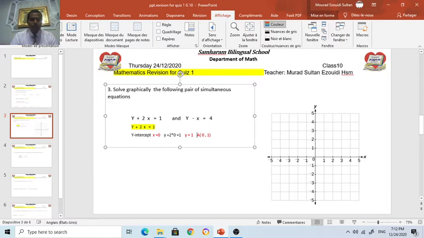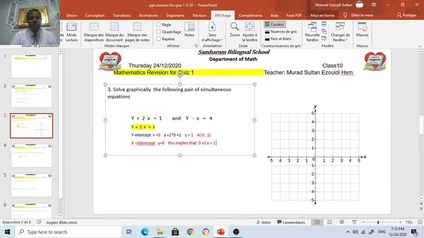Then the second, for the x-intercept, I will make y equal 0. When y equals 0, my learners, I will take this one. You see this one? I will make 0 plus 2 multiplied by x equal 1. This implies that 0 plus 2 times x should be equal to 1.